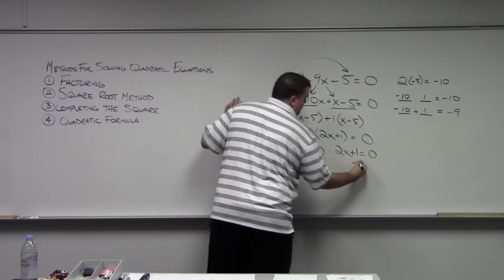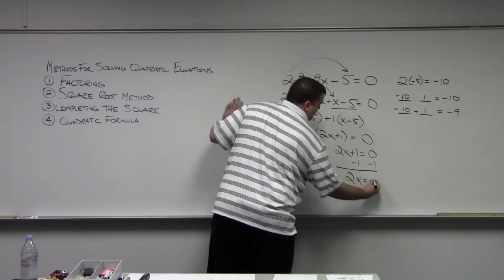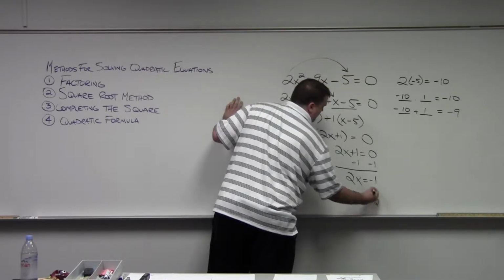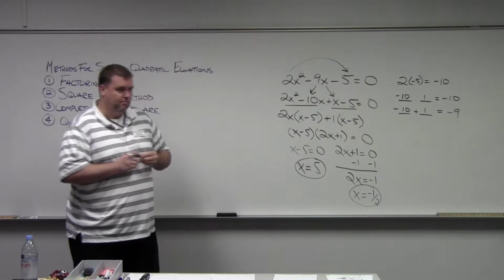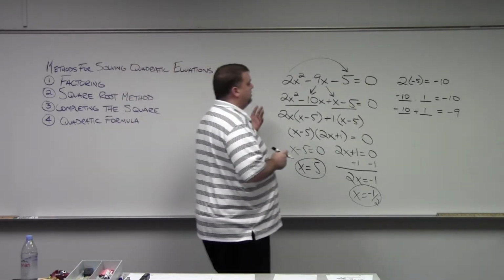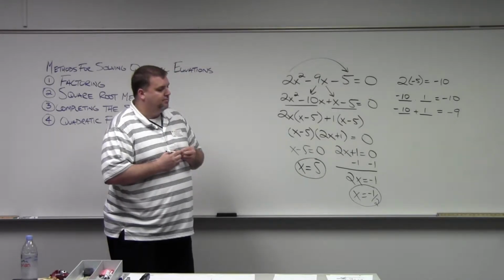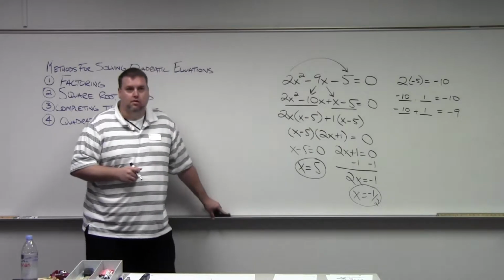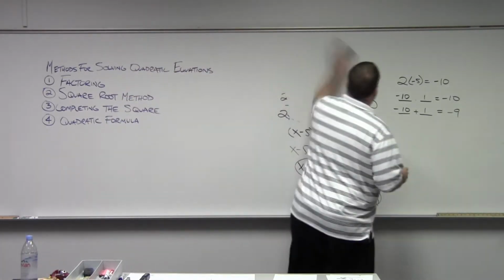The other one, we've got a little bit more work. 2x equals negative 1. So x ends up being negative 1/2. Okay. So those would be my two solutions. Once again, the directions said specifically we had to solve it by factoring, so we had to do it by that process. Any questions on that one? Let's jump to the next one.